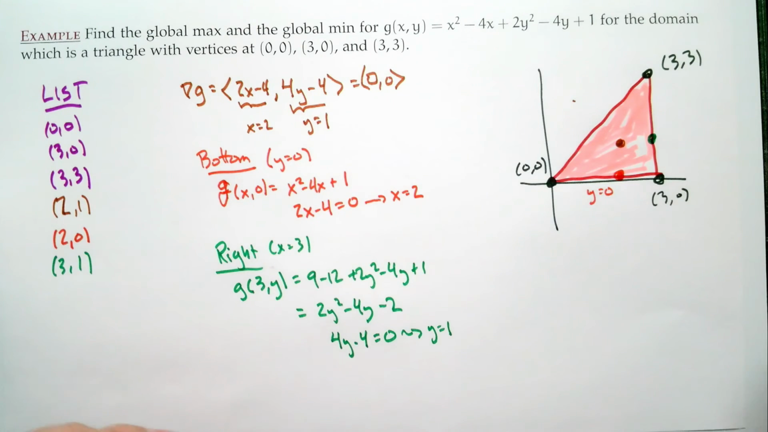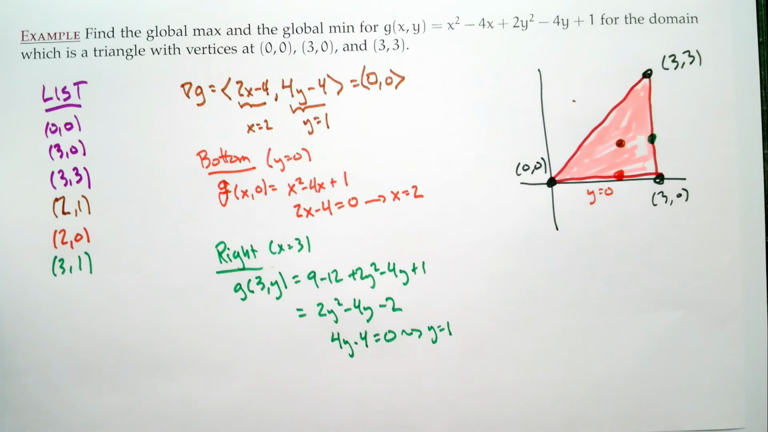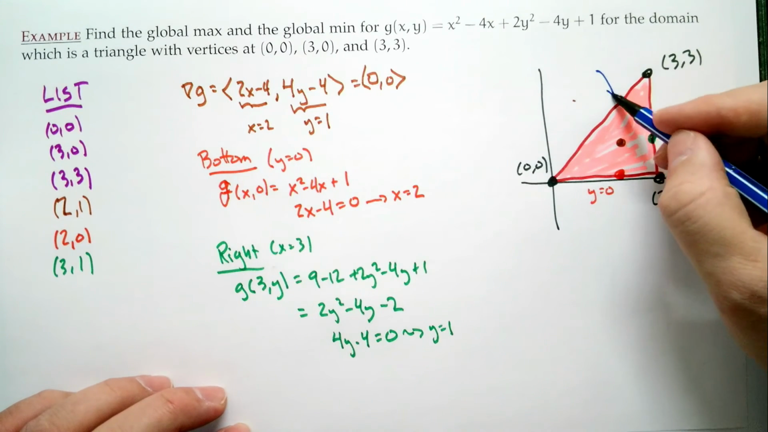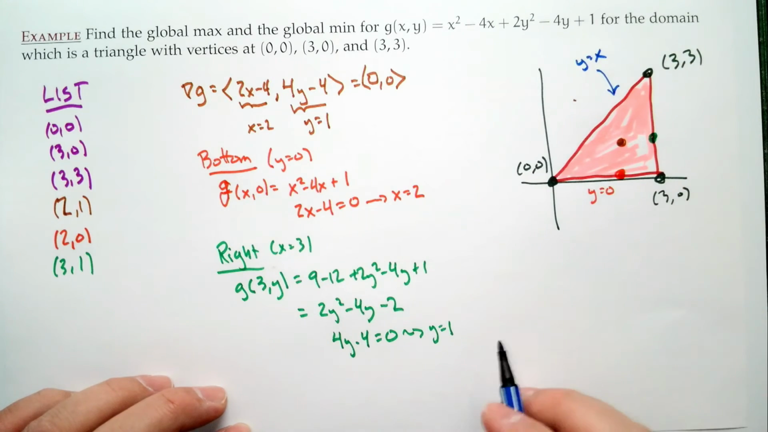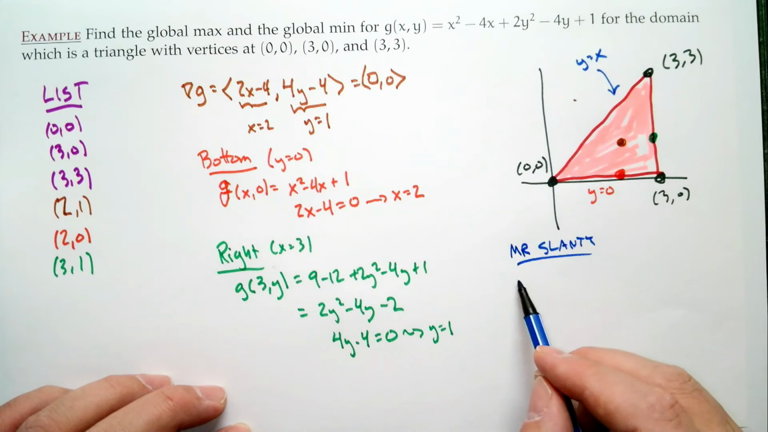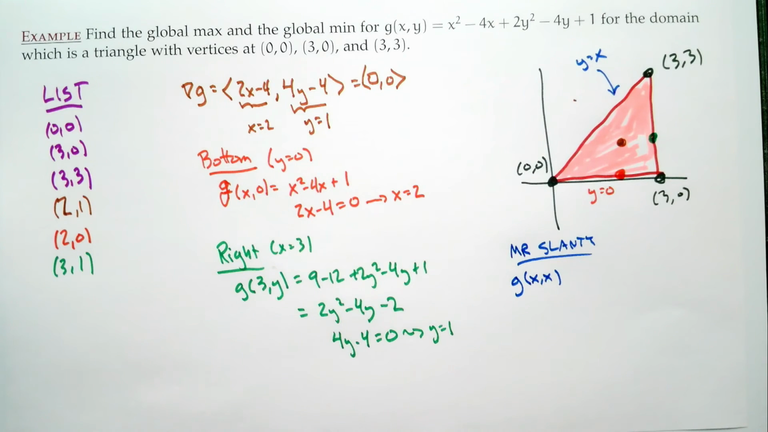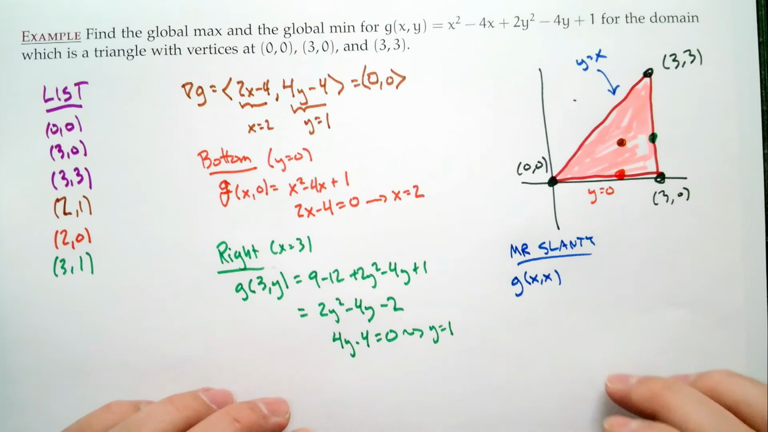Mr. Slanty. So on this side, it's not just simply a y equals a number or an x equals a number. It's a curve. What curve is it? Yeah, so it's y equals x. So for our slanted side, we're going to look at g of (x, x). We're going to put everything in terms of a single variable. In this case, we'll put everything in terms of x. We could also put everything in terms of y. But I want to get it down to a single variable, so I can do my one variable tools.